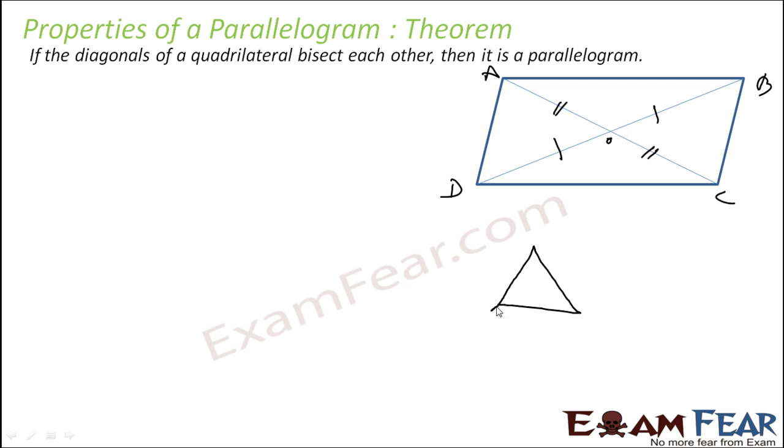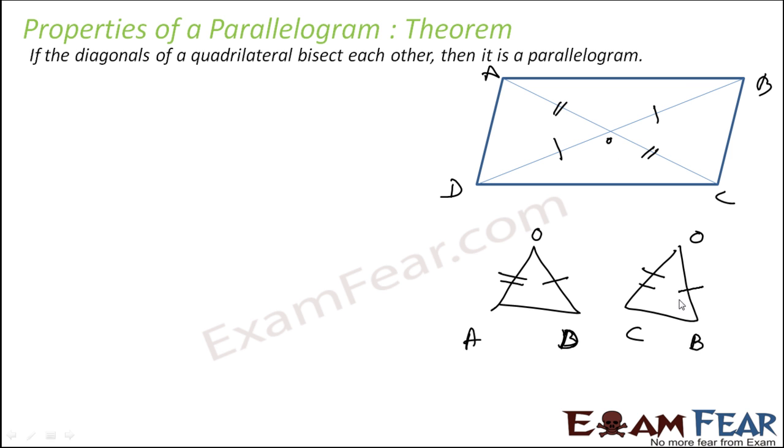You see these two triangles, so we have AD and CB and O. In this triangle, AO is equal to OC, and OD is equal to OB, plus angle AOD will be equal to angle BOC, vertical opposite angles. So by the side angle side theorem, these two triangles are congruent. If these two triangles are congruent, what does it mean? It means that AD is equal to BC.